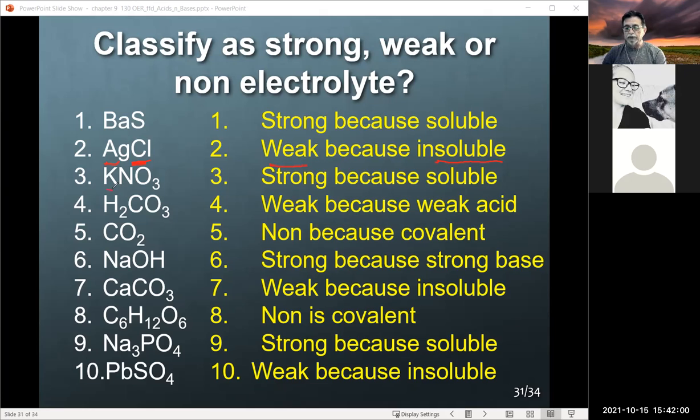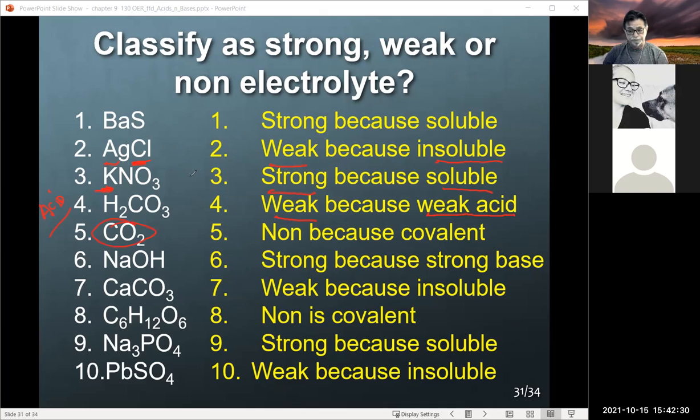Potassium nitrate, don't have to go any further. You got potassium way up front, which makes it very soluble, makes it a strong electrolyte. H2, H you got up front, that indicates an acid. So you go through your list of the acids, and this one happens to be carbonic acid. And it is classified as a weak acid, therefore a weak electrolyte.